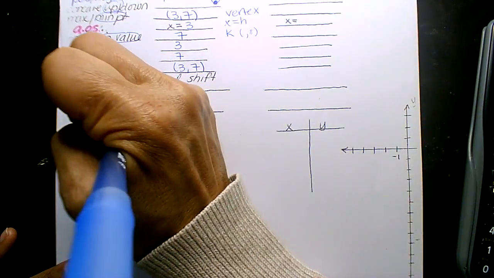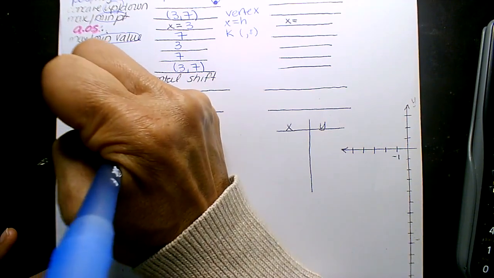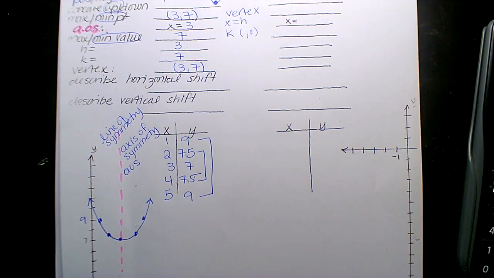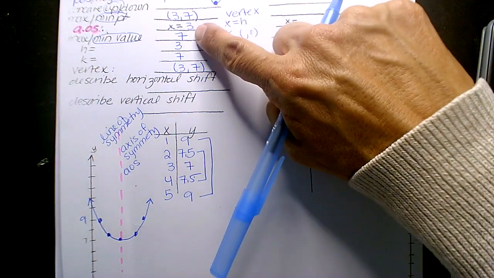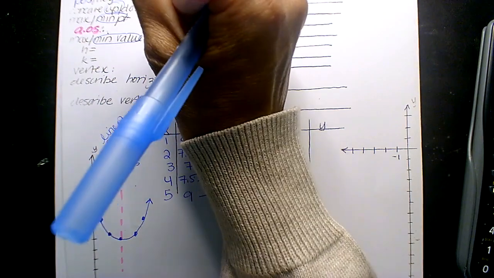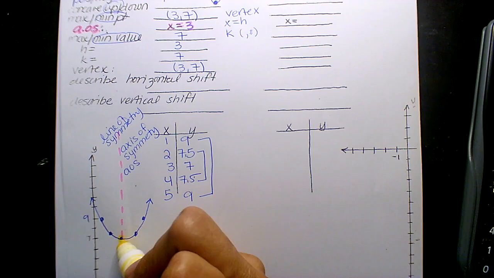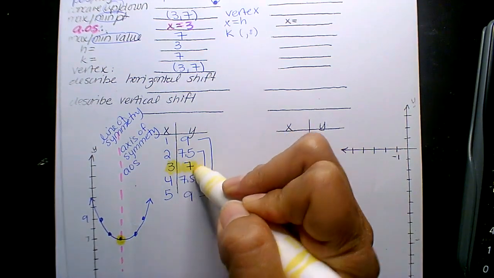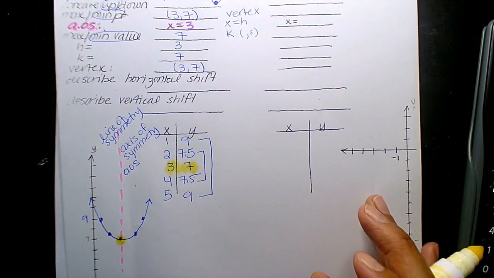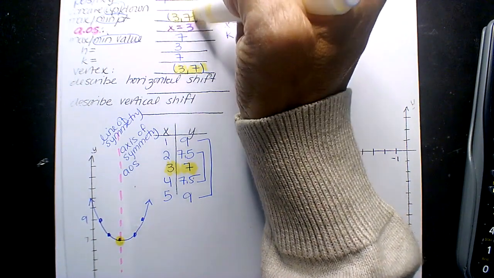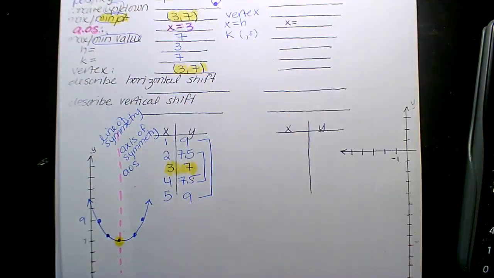Or they call it sometimes the line of symmetry, or just AOS. And so that's x equals 3 right there. And that's what that is. Okay, max/min point. Remember, that's your vertex. So here's my vertex, right? Which is here in the table. It's the third point in the table. And then it's also my minimum point, right? And in this case, it's a minimum because it's concave up.